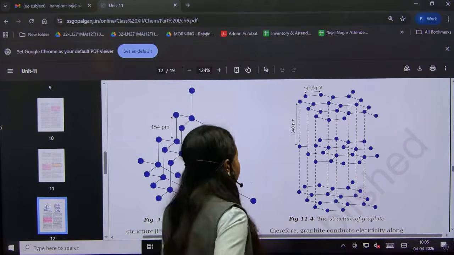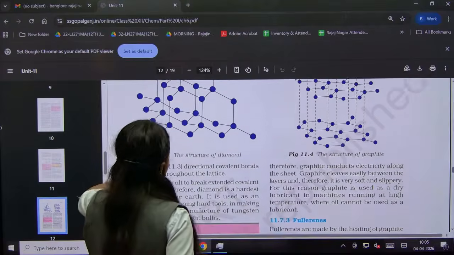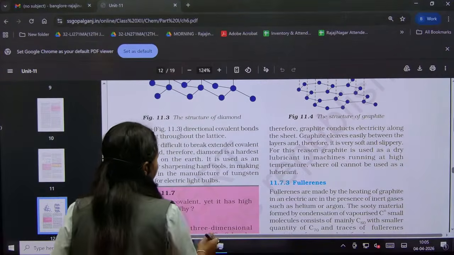Okay, now next, these are the allotropes. What do you have to remember in the allotropes?